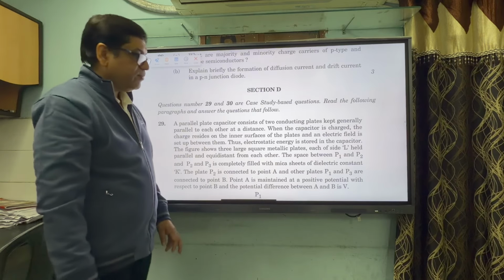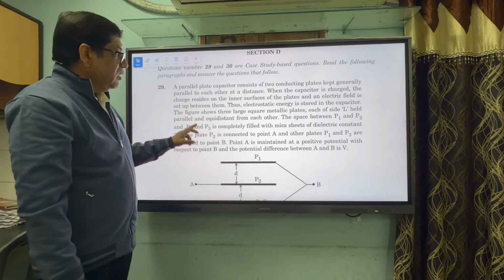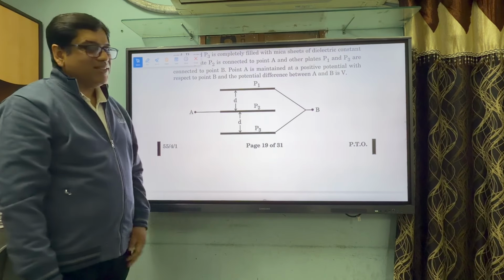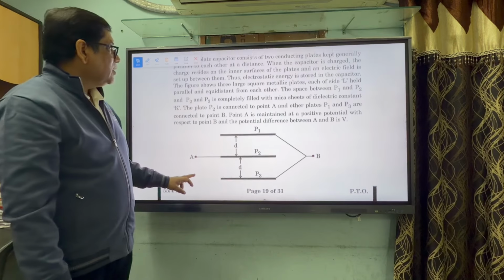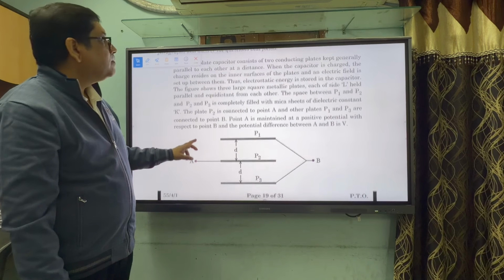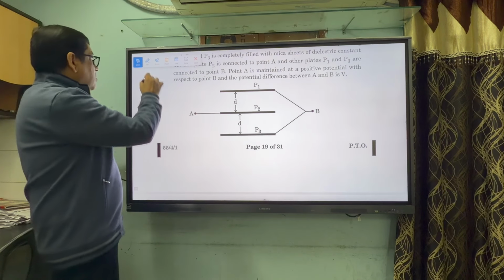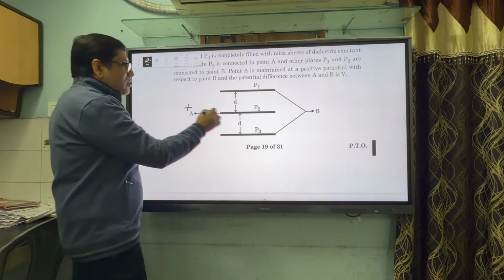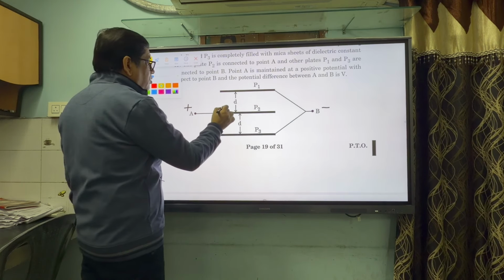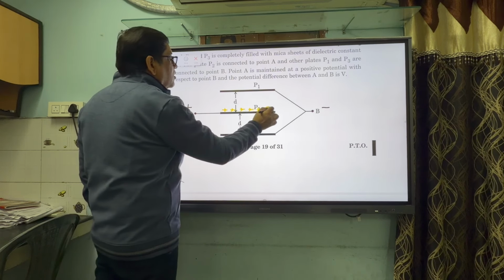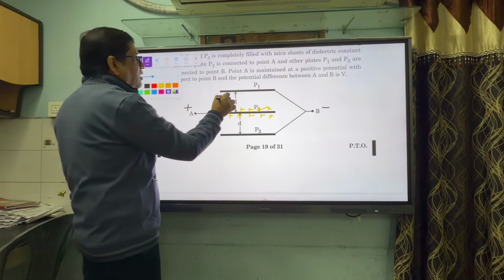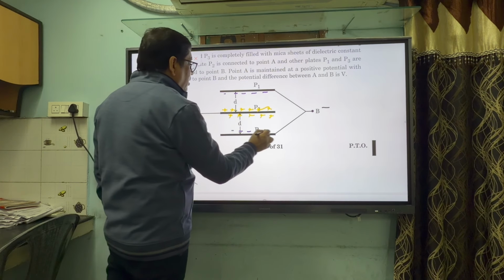Section B. This is a case study question. They have shown a capacitor with plates. Plates are rectangular plates. So this A has been given positive charge, B has been given negative charge. This plate will get positive charge on both sides, and opposite plates will get negative charge, P1 and P2.